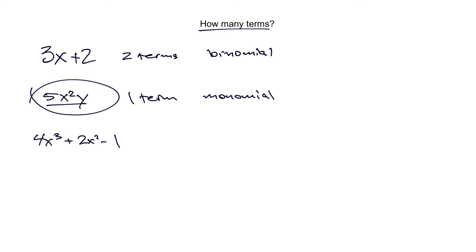Here I have 4x cubed plus 2x squared minus 1. So I have 2 operators. They're separating 1, 2, 3 terms. So I have 3 terms. This is a trinomial.